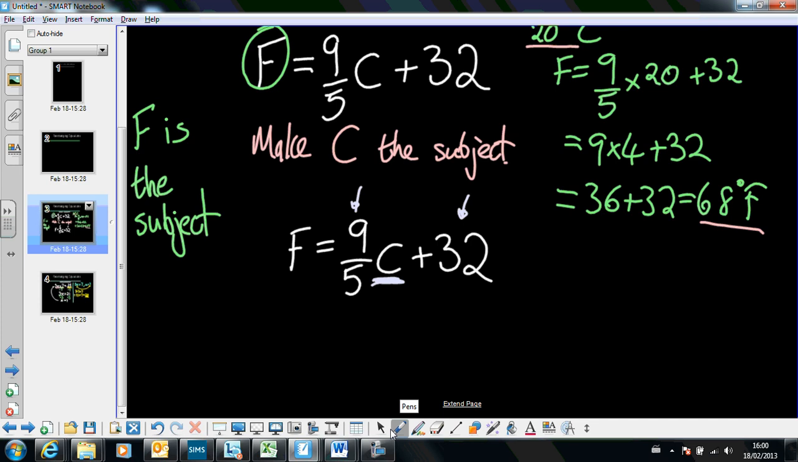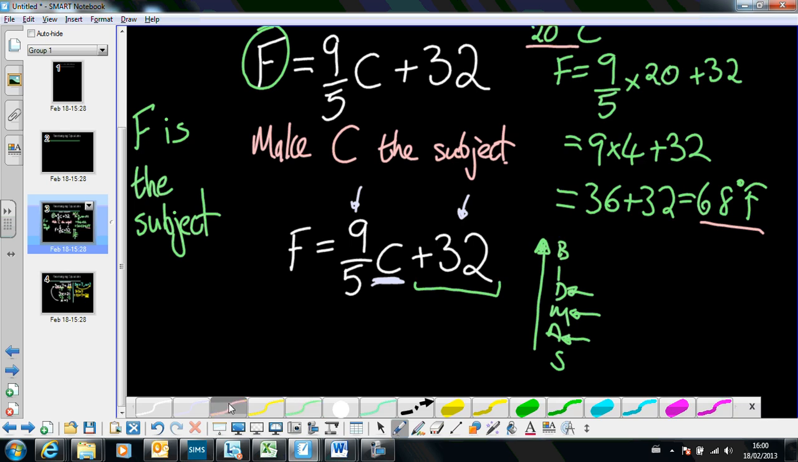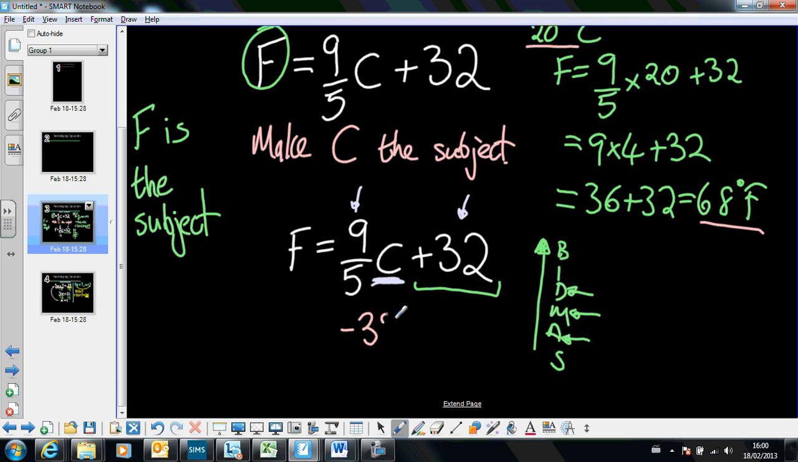We're going to get rid of the plus 32 first, because we always do. We always do it in the opposite order to BIDMAS. So we're going to deal with the addition of 32 before we deal with the multiplication by 9 or the division by 5, because we're undoing the process, so we've got to go through BIDMAS backwards. So my first step is I'm going to lose that 32. I'm going to subtract 32 from both sides.